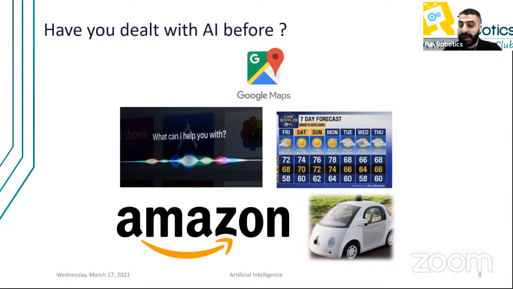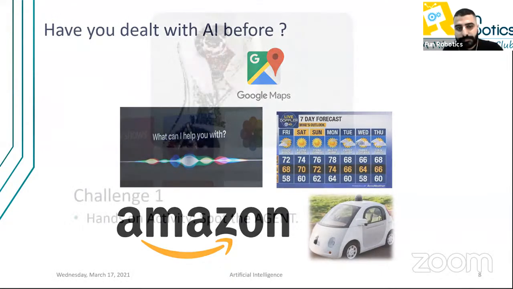And also weather forecasts. Nowadays we don't have just a person sitting outside, licking his finger and waiting to see which wind direction it's going to be. Is it going to rain or not? Is it sunny or not? That is not the case anymore. We have AI systems that can predict the weather 7 days ahead or even months ahead.